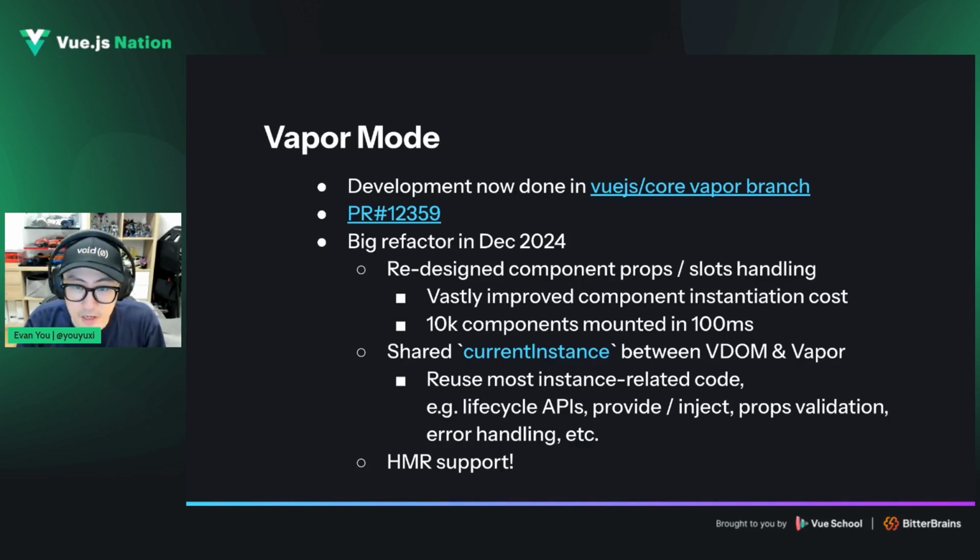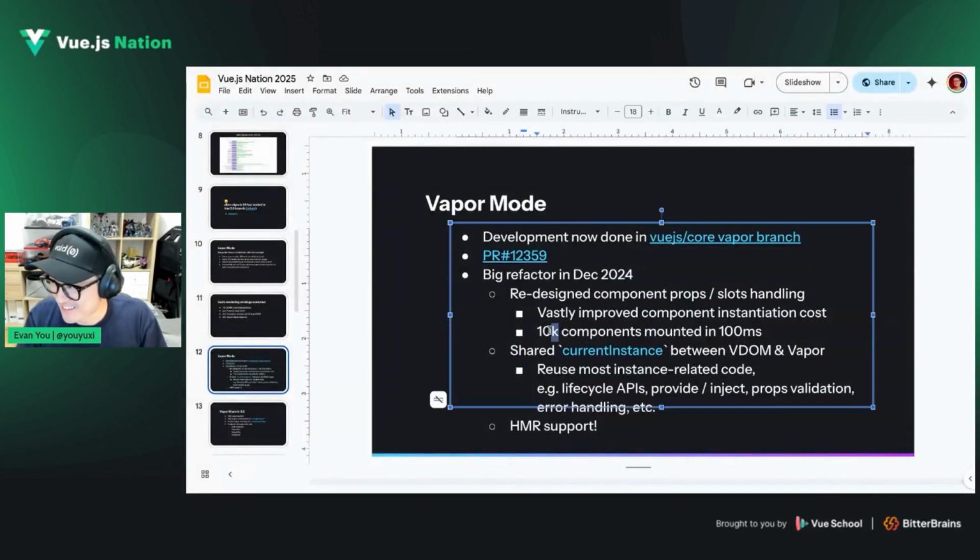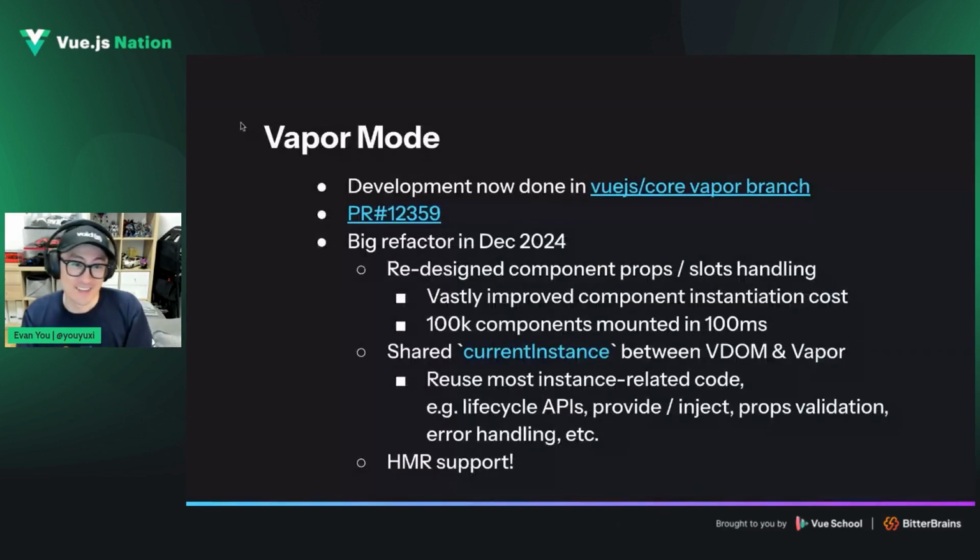And in a benchmark, we are able to mount 10,000 components. Just checking if the number is correct. Actually, it is. Sorry, it is actually 100,000 components. I need to edit it right now. Underestimated our performance. 100,000 components mounted in 100 milliseconds. That's how efficient it is.